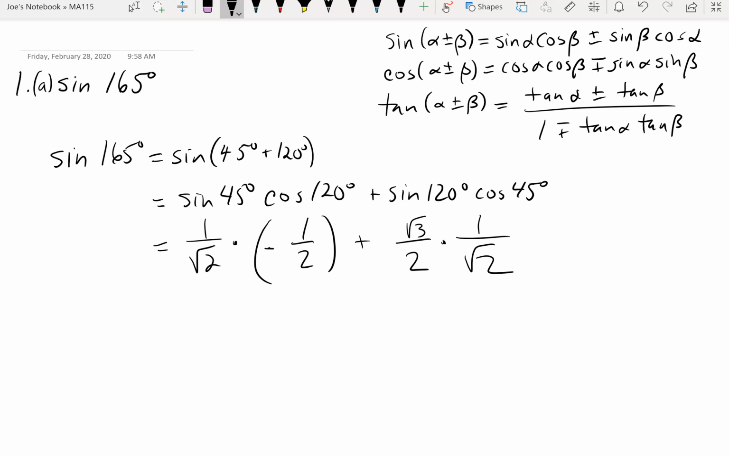Questions on that one? When you're doing these exact value things, especially using the sum and difference formulas, being able to use that 45 degrees in there somewhere will allow you to split this into another angle that gives you what you need for sine or cosine.